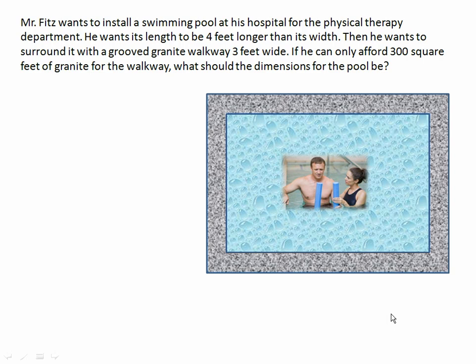We're going to try to apply this to a problem. So, Mr. Fitz wants to install a swimming pool at his hospital for physical therapy. He wants its length to be 4 feet longer than its width. That's a nice size pool. Then he wants to surround it with a grooved granite walkway 3 feet wide. If I can afford only 300 square feet of granite for the walkway, what should the dimensions for the pool be? So this is when we actually utilize the formulas to work backwards from a budget to what we can actually afford and what we can build for the money that we have available.